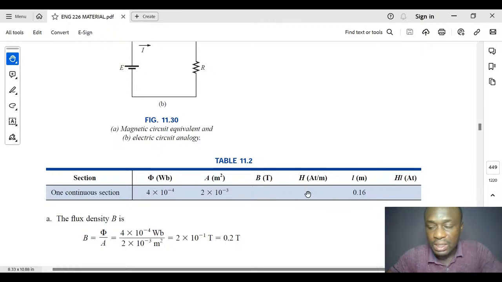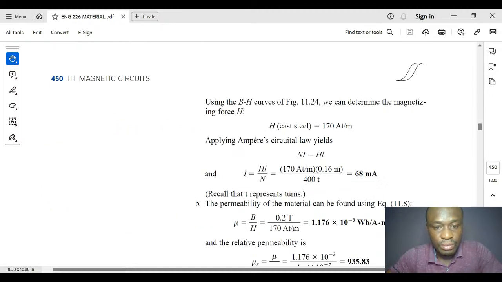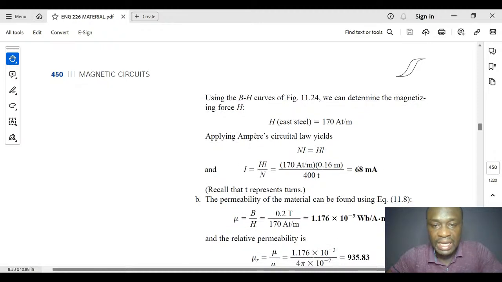Then another one is the magnetizing force, which is H. And H, because it's cast iron steel, H is equal to 170 per meter.